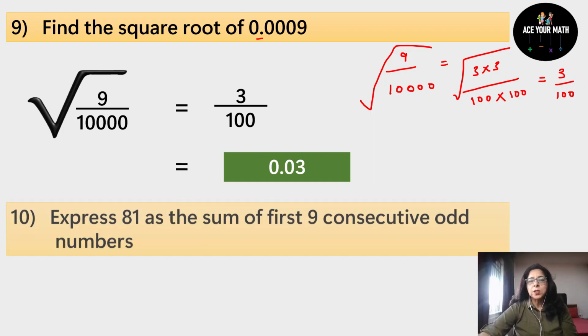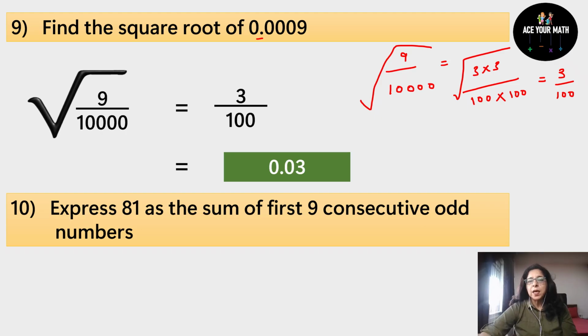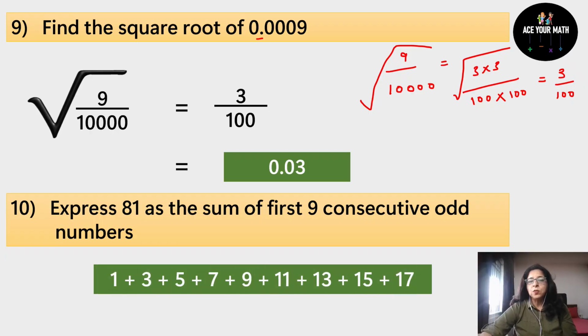Now look at the next question. Express 81 as the sum of first 9 consecutive odd numbers. You know that square numbers can be written as the sum of consecutive odd numbers. So how to solve such sums? You will start writing odd numbers starting from 1. So you will write it as 1 plus 3 plus 5 plus 7 plus 9 plus 11 plus 13 plus 15 plus 17. So how many numbers are there? There are 9 consecutive odd numbers.